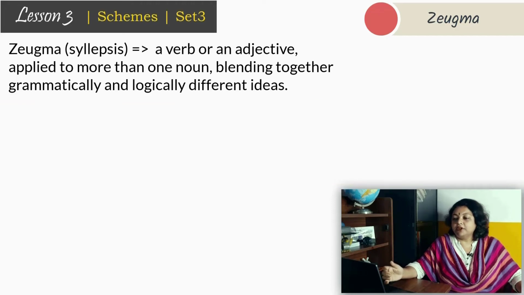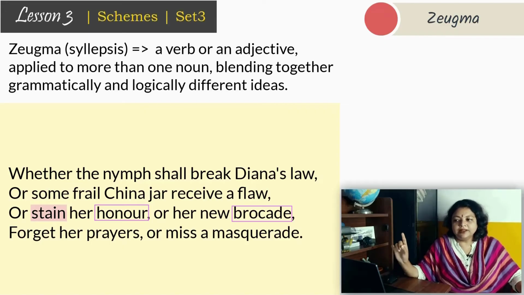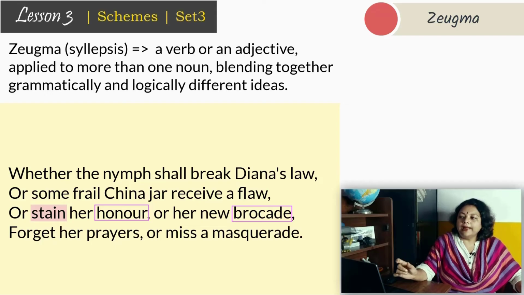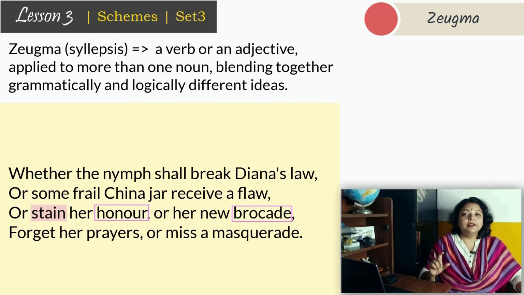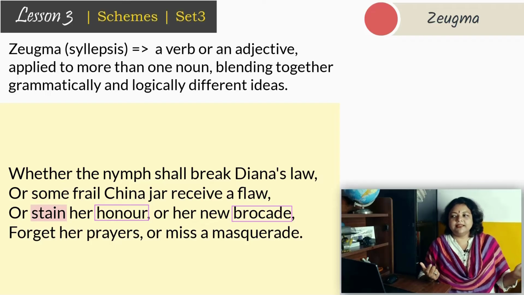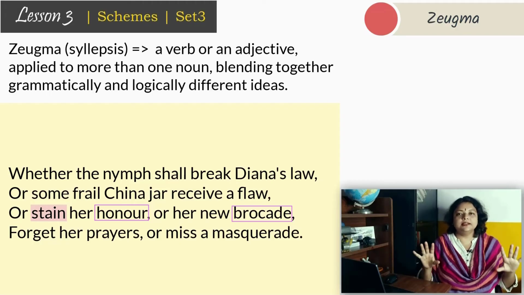Again, another example from Rape of the Lock: "Whether the nymph shall break Diana's law, or some frail china jar receive a flaw, or stain her honor or her new brocade." So in the first part, you have two separate verbs. "Whether the nymph shall break Diana's law": there you have break as the verb linked to Diana's law. Next part is, "or some frail china jar receive a flaw." Receive is connected with flaw. So here there is no zeugma. The next part is, "or stain her honor or her new brocade." Staining means when something is made dirty. So honor is stained, and then he is saying the dress is stained. Of course, one is physical and one is metaphoric. All right, so this is an instance of zeugma.